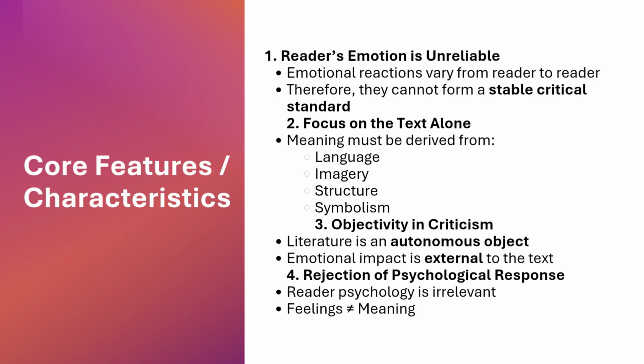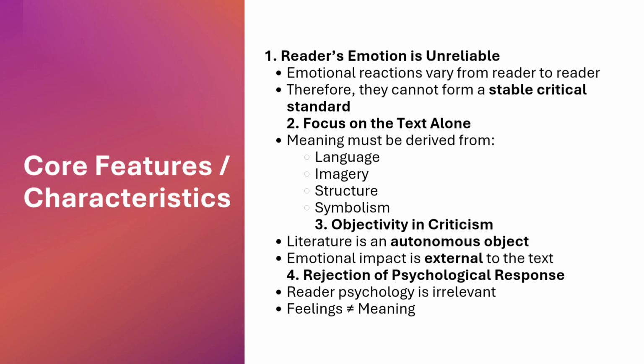Emotion depends on culture. Emotion depends on personal experience. Therefore, emotion is unstable, meaning must be stable. Feature 2. Focus on the text alone. Now let us come to the second and most central feature. Affective fallacy insists on focusing only on the text. That means, not the reader, not the author, not the emotion, only the text itself.